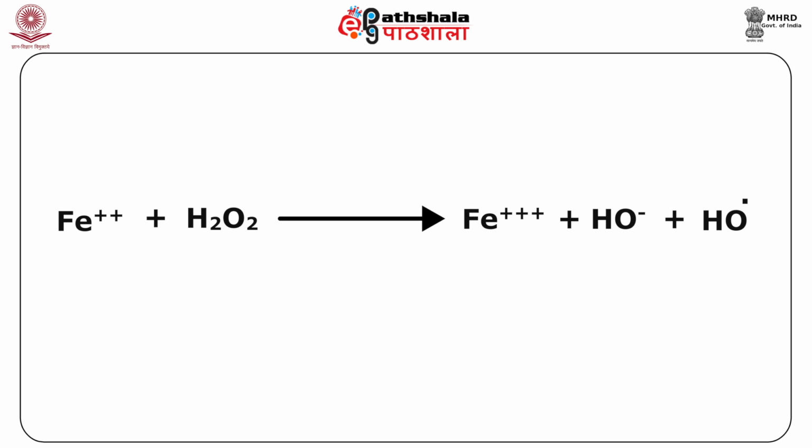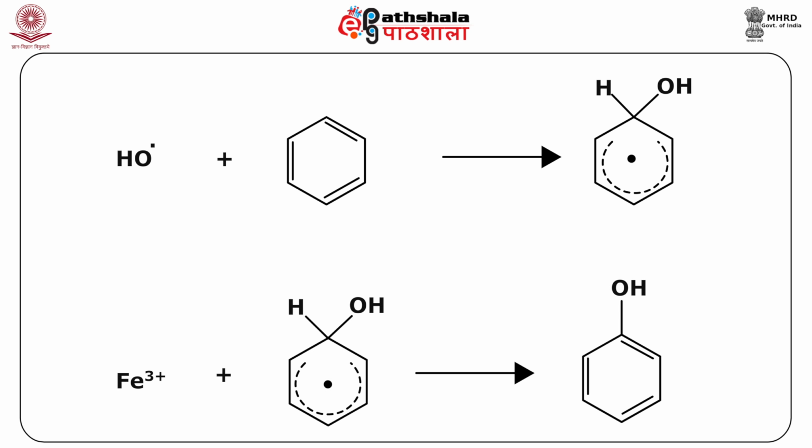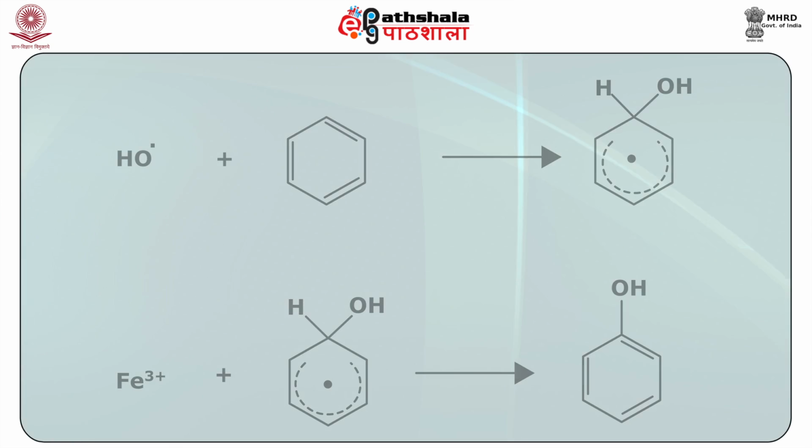Another well known example is that of Fenton's reagent, produced by the reaction of hydrogen peroxide with ferrous ions. As you can see here, Fe2 plus with H2O2, there will be generation of Fe3 plus, OH minus and OH dot. The generated hydroxyl radicals can then be used as oxidizing agents to oxidize organic substances. As you can see here, it can oxidize benzene and give you phenol as a product.